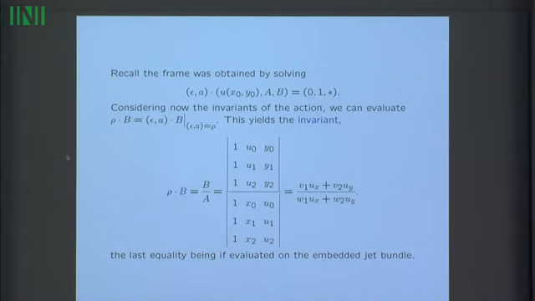So here I've simply calculated for you what this invariant is. If I act on B and calculate the invariant, that's what I get. I get this. And I get this, and if I do the coalescence, I get that, and that is the relevant invariant on the embedded jet bundle.